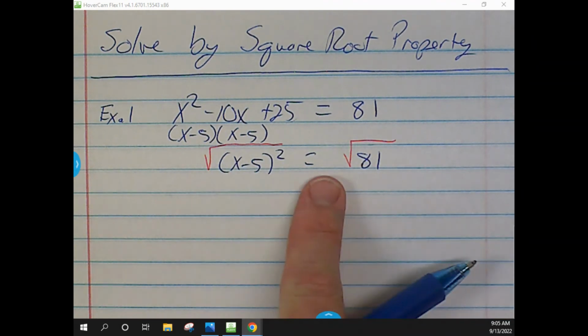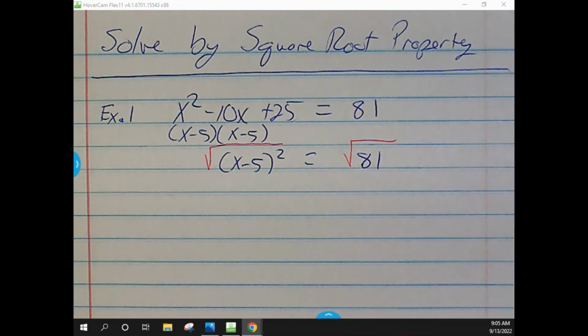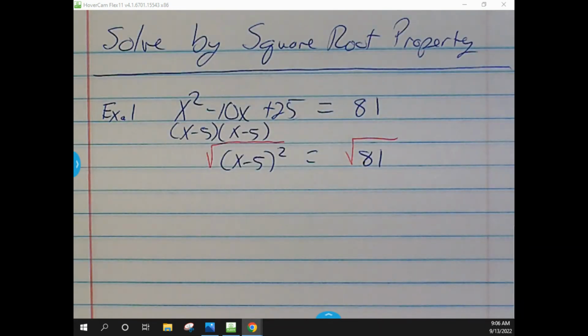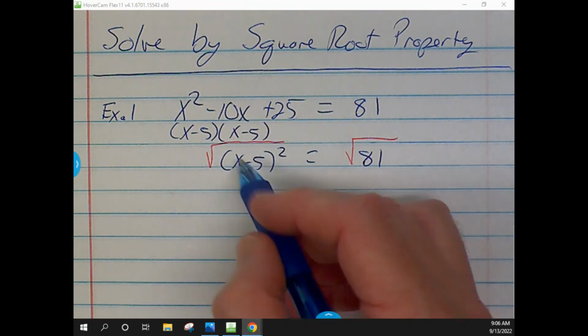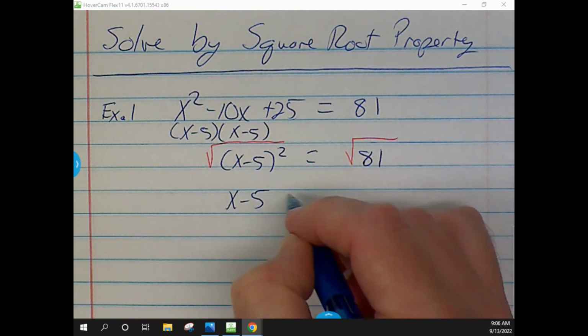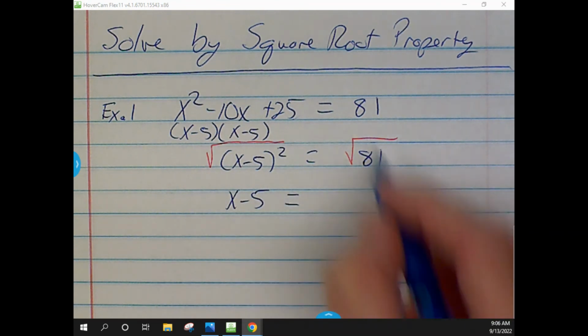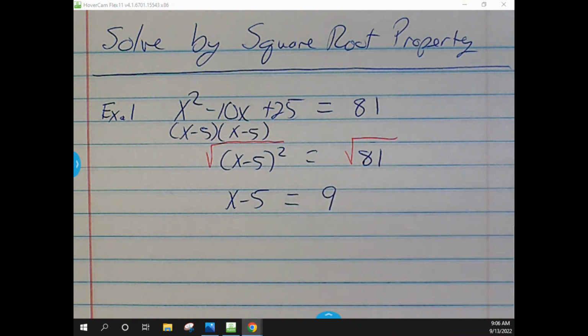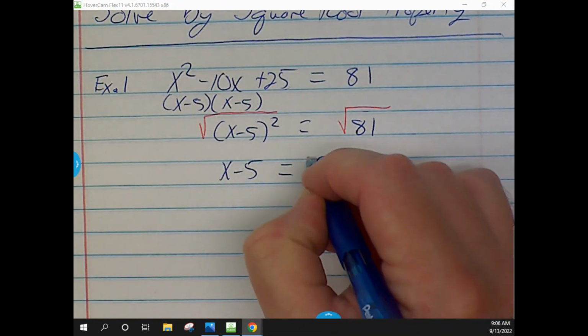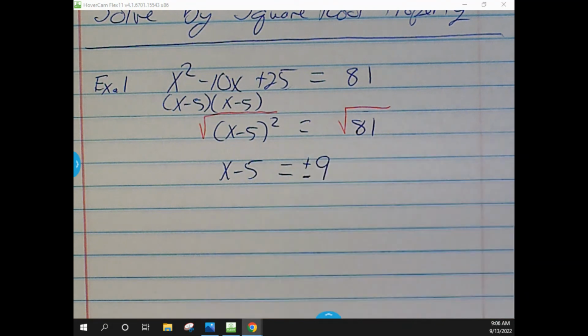So if we can get it here, it's almost like what we were doing before. But the difference is it's not just x squared now. Now it's x plus or minus something squared. And if you square root this thing squared, instead of the answer just being x, now the answer is x minus 5. And the square root of 81 is still 9. But again, because it's squared, we still need two answers, right? We need this to be positive and this to be negative.